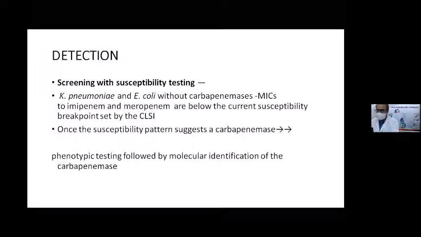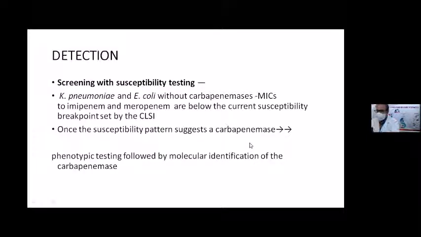Now, what are the steps in the lab that we take? Whenever we get an isolate, especially E. coli and Klebsiella, we first check their susceptibility to carbapenem. If the MIC for the two important carbapenems, imipenem and meropenem, is below the breakpoint given by the Clinical and Laboratory Standards Institute, it is susceptible. If it is above that, then it is probably resistant, and the resistance is probably because of the production of the enzyme carbapenemase.